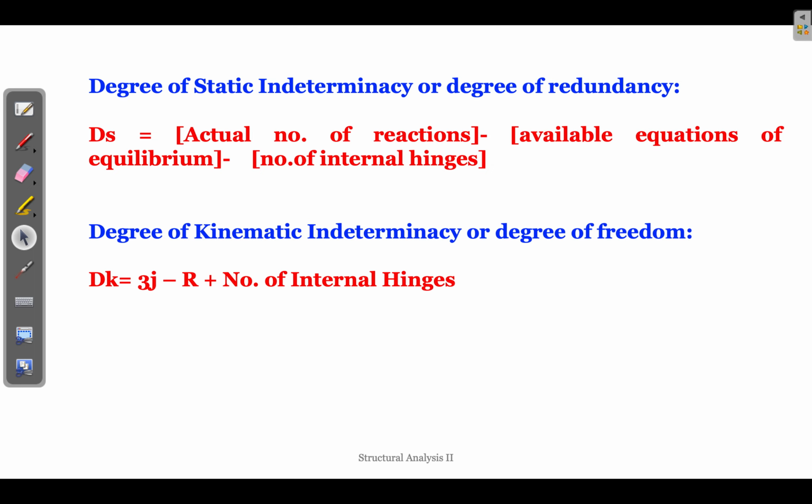Degree of static indeterminacy is equal to the actual number of unknown reactions minus available equations of equilibrium minus number of internal hinges. And degree of kinematic indeterminacy or degree of freedom, dk, is equal to 3j minus r plus number of internal hinges. So these are the formulations. Now let's see the questions.